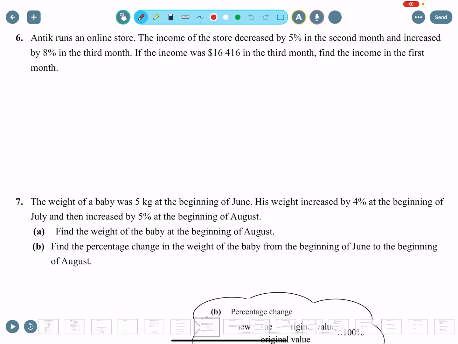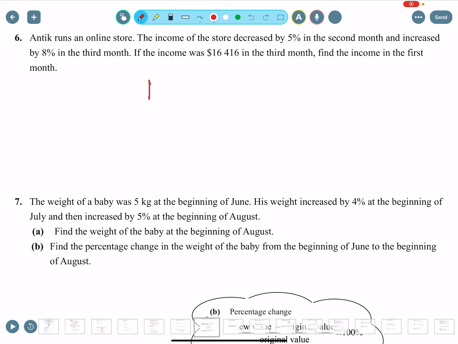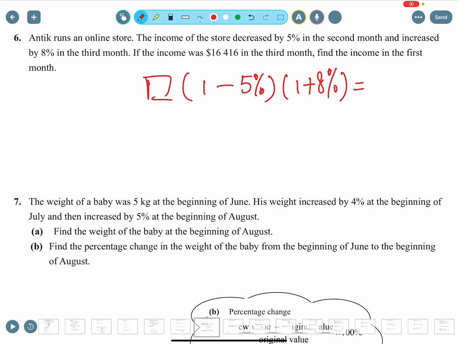I want to talk about this one. This one's a bit different. So Antic runs an online store. The income of the store decreased by 5% in the second month and then increases by 8%. If the income was 16,416 on the third month, find the income in the first month. So you're finding the original value. We don't have it. Usually we have the original value here, and then we do 1 minus 5% for the first percentage change on the second month, and then 1 plus 8%. But since we don't have that value, we can make x equal to the final value, 16,416.